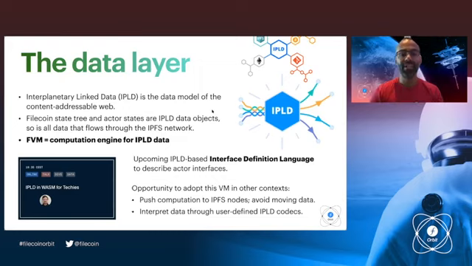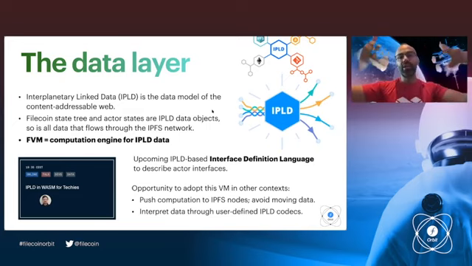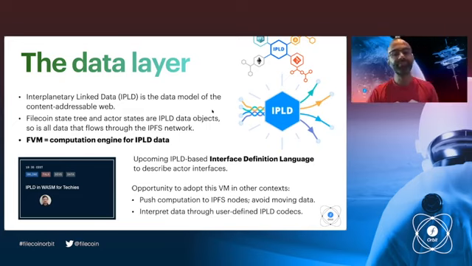We're also looking at implementing an IPLD-based interface description language to describe actor interfaces. You can think of this as kind of like WSDL and SOAP, or IDL and gRPC for on-chain actors, which will then power tools to generate clients for cross-actor calls. It is also worth mentioning that this VM isn't tightly coupled to Filecoin, and it can be adopted in other contexts, such as IPFS and IPLD itself.